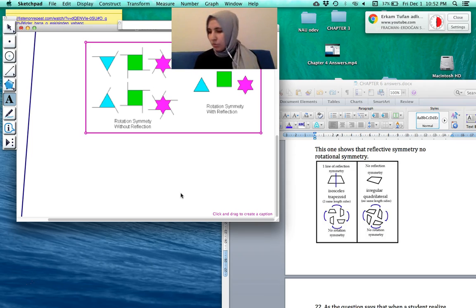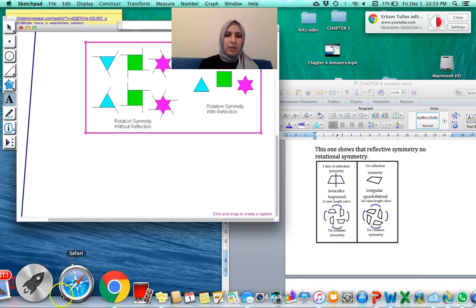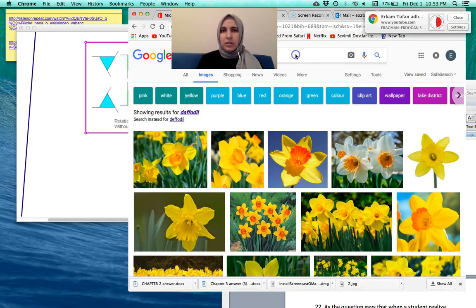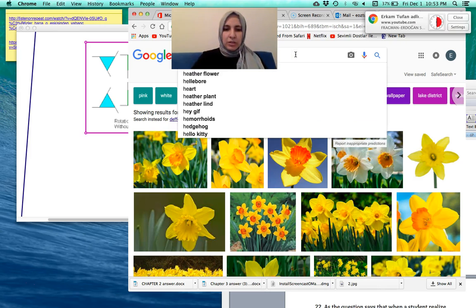Question 22. A student notices that a center of rotation for a regular hexagon is located where the bisectors of the vertices of the hexagon intersect. A student asks why this happened. How do you respond? As the question says, a student realizes that the center of rotation for a regular hexagon is located where the bisectors of the vertices of the hexagon intersect. Okay, let's go to Google and find a hexagon.